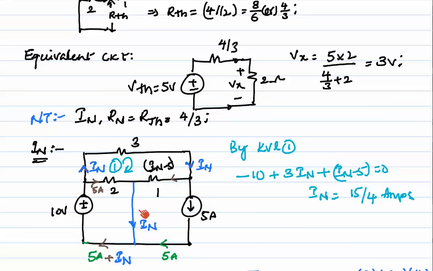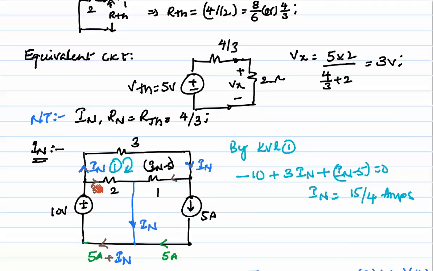So when shorted like this, by applying KCL here, current 5 amps is entering here, and here IN is entering. So 5 plus IN is entering here. Up to this point, 5 plus IN is the current entering, and 5 amps is the current leaving here. Why is 5 amps leaving here? If you apply KVL here, minus 10 plus 2 into I is equal to 0, that means I is equal to 5 amps here.